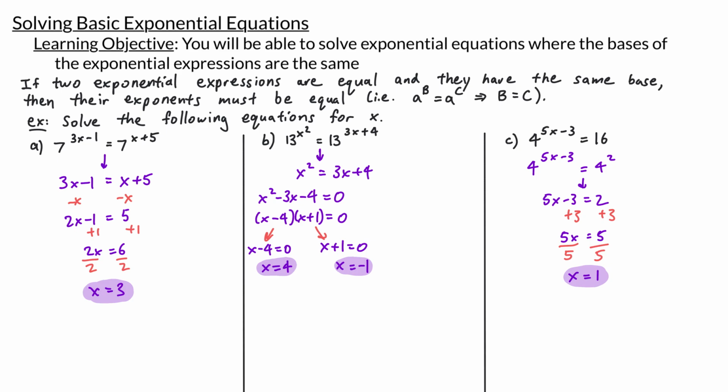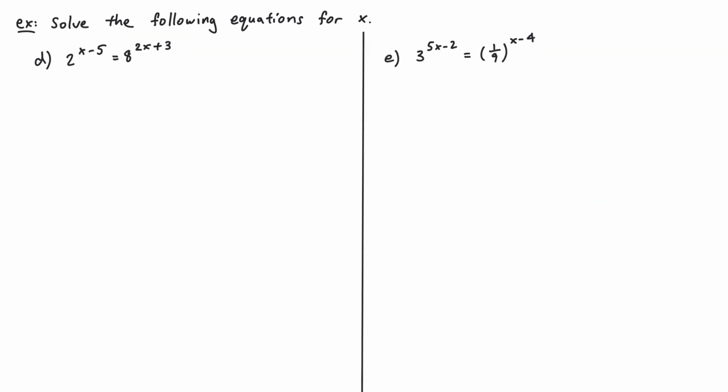Let's take a look at some more examples. In example D here, we want to solve the equation 2 to the power of x minus 5 equals 8 to the power of 2x plus 3. In this example, we do have exponential expressions on both sides of this equation. The only issue is their bases are not the same. On the left-hand side, the base is 2. On the right-hand side, the base is 8. So in order to turn this into an algebraic equation, we need to somehow rewrite this so that they have the same base.